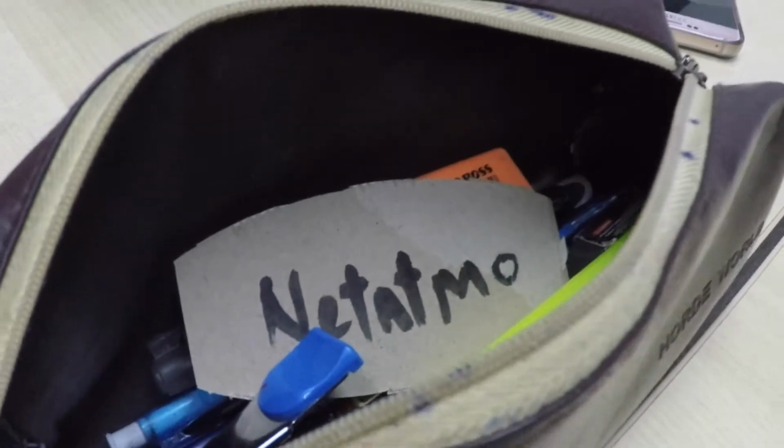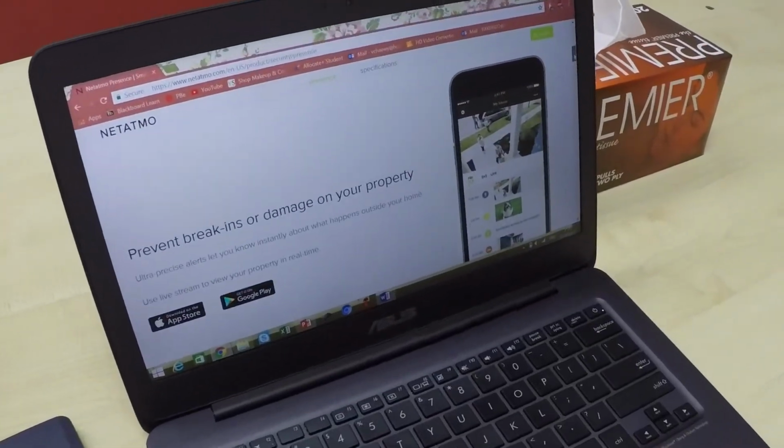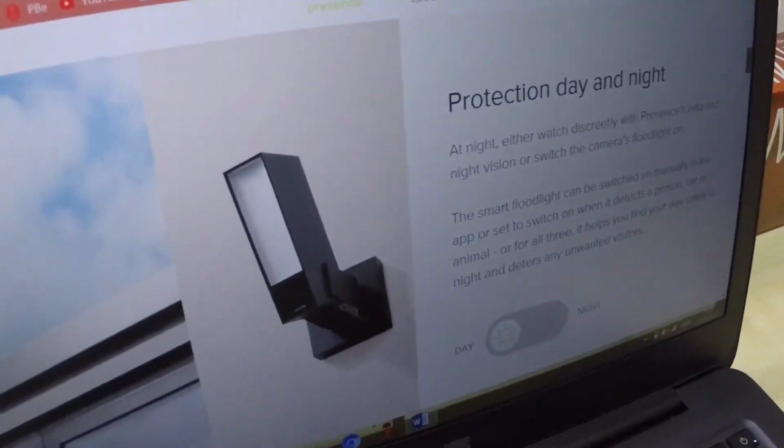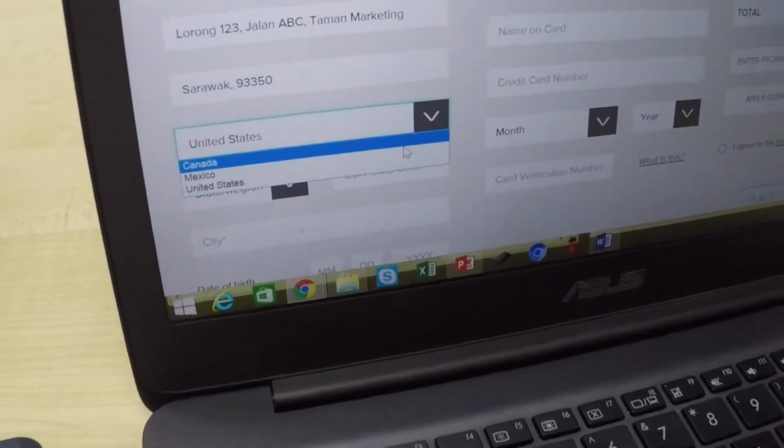Secondly, unexpected situational behavior. This is when consumers have troubles in purchasing the product. As you can see from the video, the future consumer was going through a problem. It is shown that Netatmo only delivers their product to the American continent.